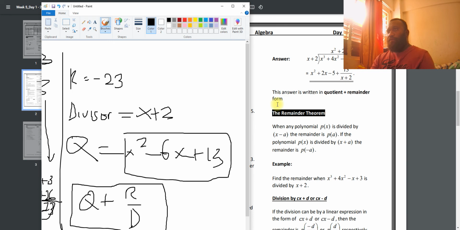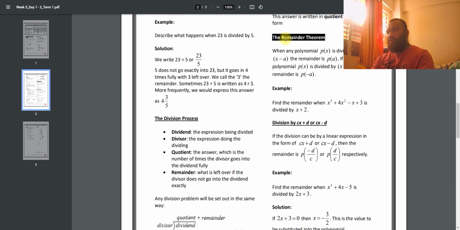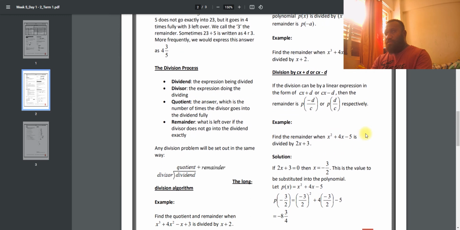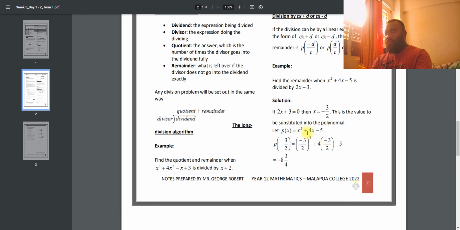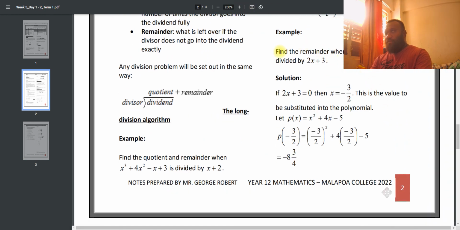Okay, moving on. The remainder theorem. Now, the remainder theorem simply means that we are given a factor, and then we use that factor, we substitute into the polynomial to give us a certain remainder. For example, I will go straight to the example. We are given the example to find the remainder when x squared plus 4x minus 5 is divided by 2x plus 3.